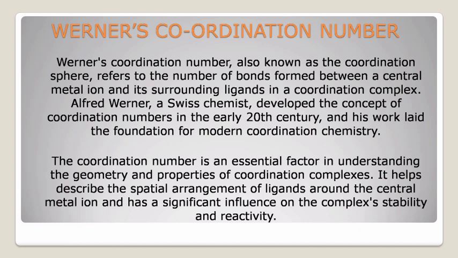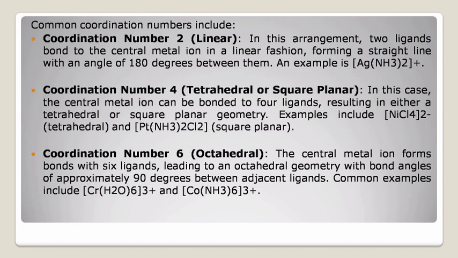The coordination number is an essential factor in understanding the geometry and properties of coordination complexes. It helps describe the spatial arrangement of ligands around the central metal ion and has a significant influence on the complex's stability and reactivity. Common coordination numbers include: first, coordination number 2, linear. In this arrangement, two ligands bond to the central metal ion in a linear fashion, forming a straight line with an angle of 180 degrees between them. An example is the [Ag(NH3)2]+ ion.